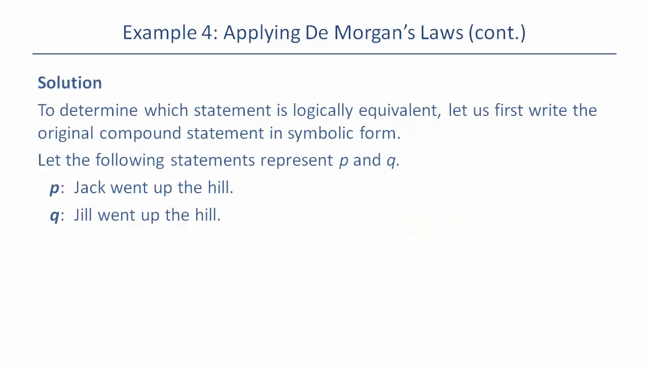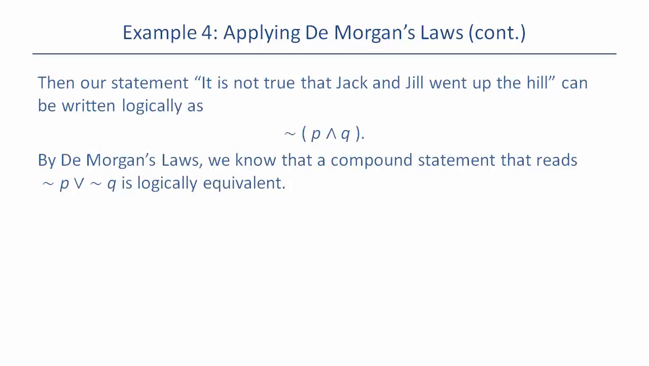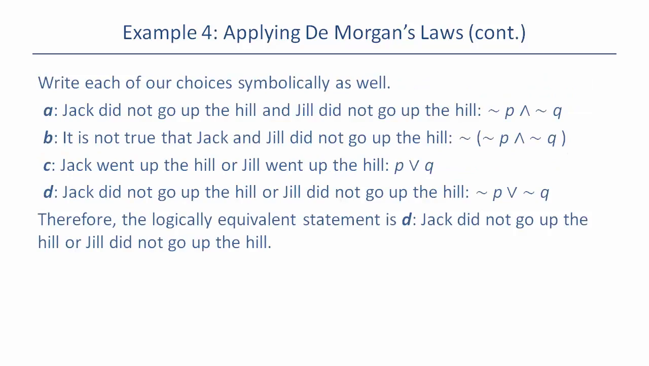And this is where I'm walking you through the steps of what you want to do. You always want to put some symbols in, represent the statements, write out what you have originally, use De Morgan's law, and then from that, bring it back to the statements and see which one matches that, and we get D.